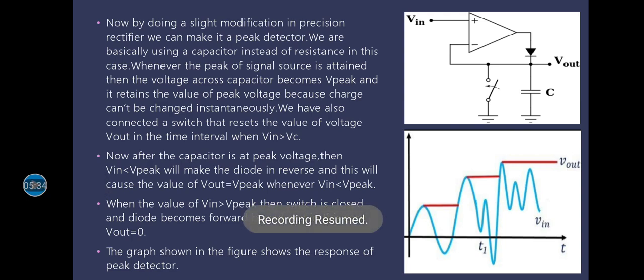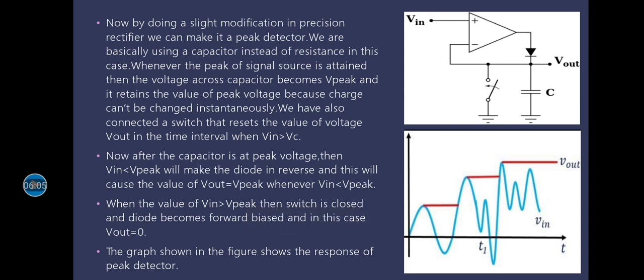So let's see what will happen at peak. Suppose the first peak is attained at some time t naught. Then after t naught, V in may be greater than V peak, and the value of V out will be equal to V peak. So after that peak is attained, V out will be greater than V in, which will make the diode reverse bias.